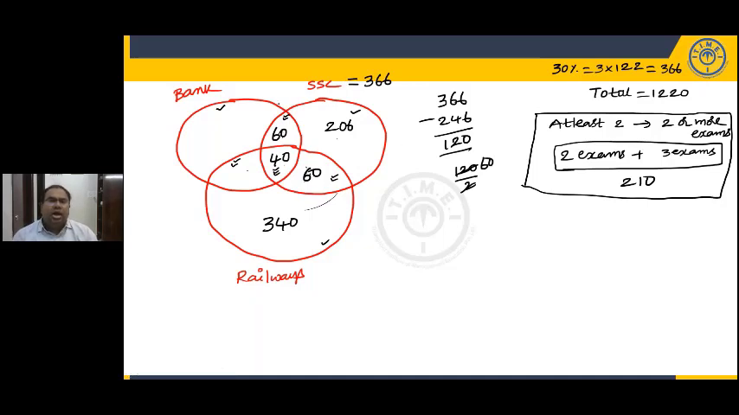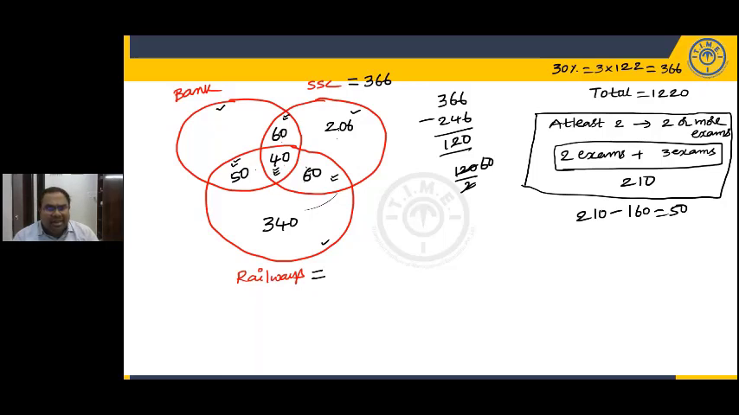Now I have one more clue here. Students who are writing at least 2 or more exams, that is 2 exams and 3 exams, is 210. That means these 4 regions is 210. I know 3 regions sum: 100 plus 60, 160. 210 minus 160, the remaining region is 50. You can put railways here. That is the only thing left over, so we can also put only bank.